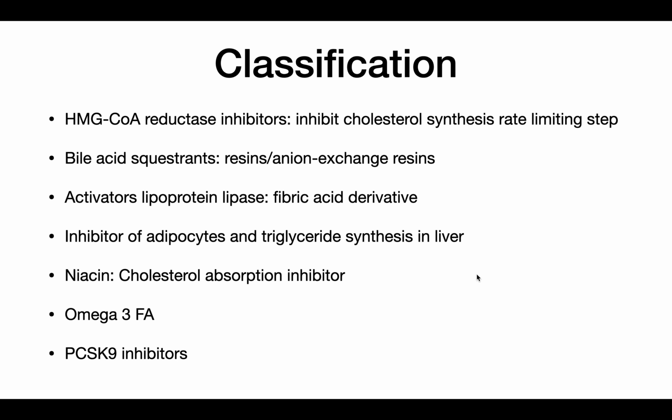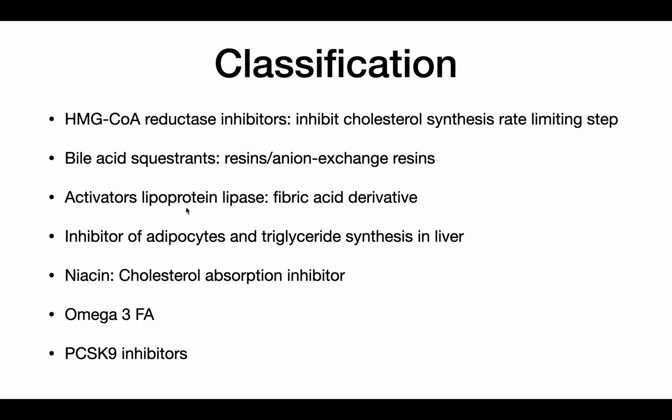Okay, so HMG-coenzyme A reductase inhibitors are going to inhibit the cholesterol synthesis rate-limiting step. So this is actually a very good drug. You stop the production of cholesterol like at the very beginning. So there is no wasted energy in trying to even produce the cholesterol, right? The bile acid sequestrants are going to be your resins and anion exchange resins. They're going to keep the cholesterol in the bile so it can be excreted.